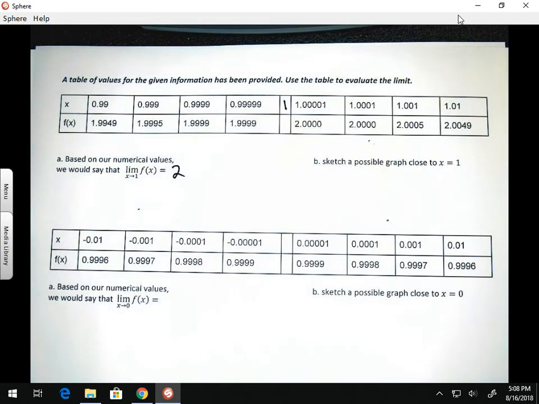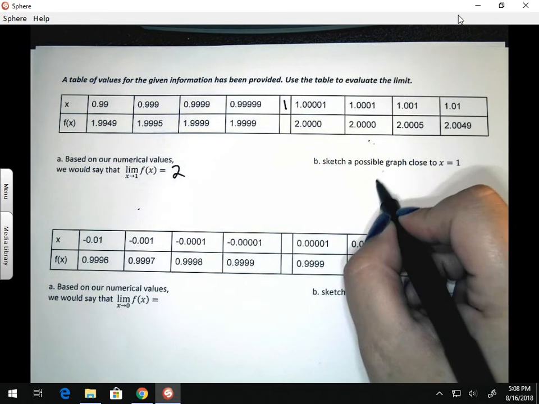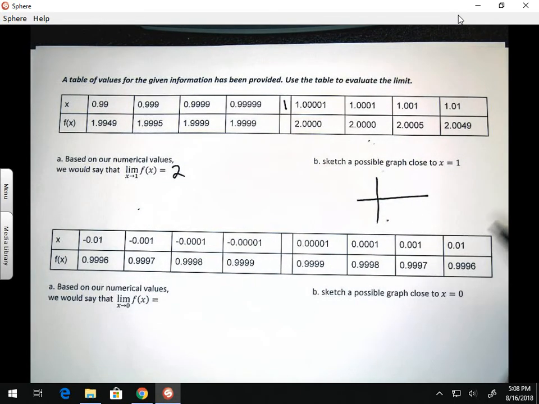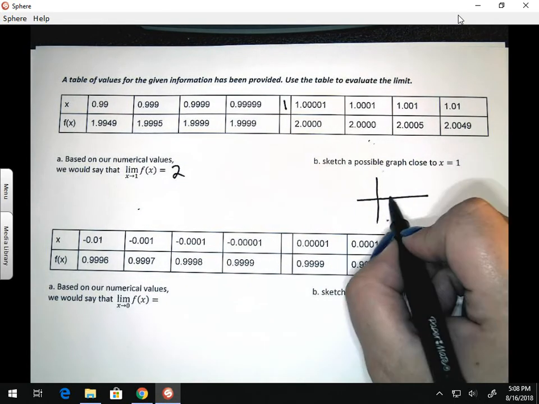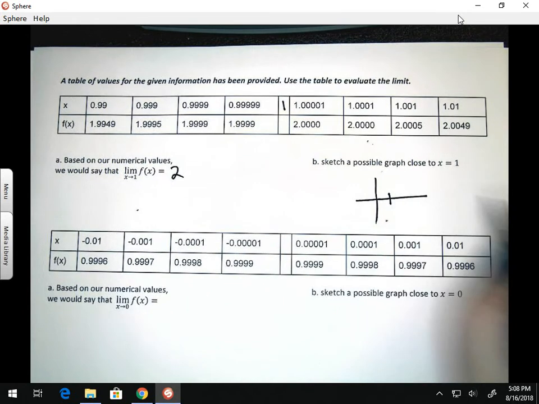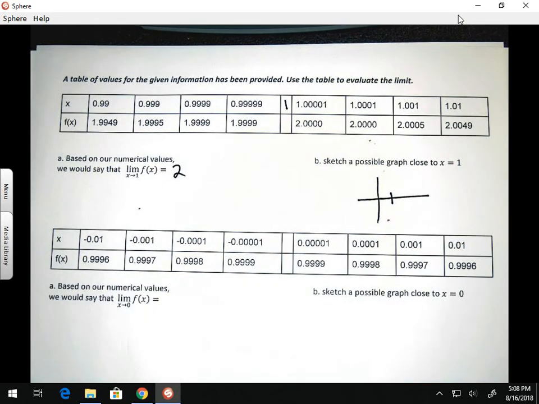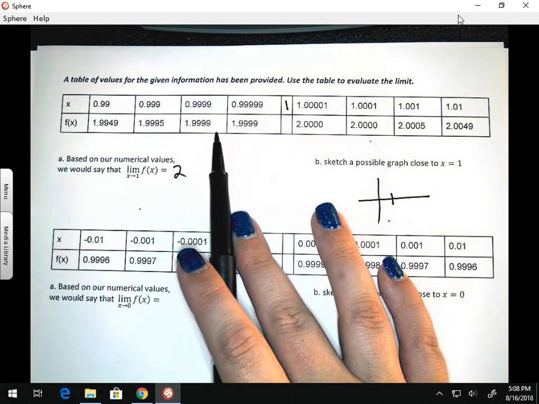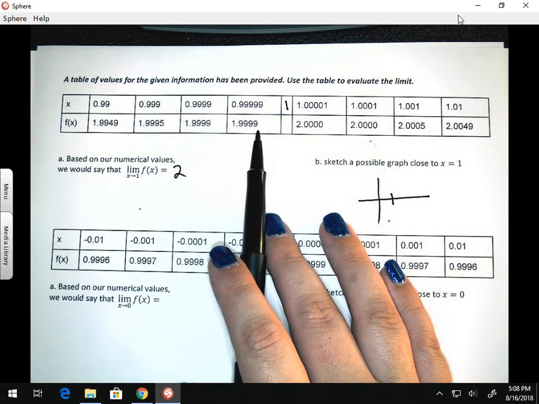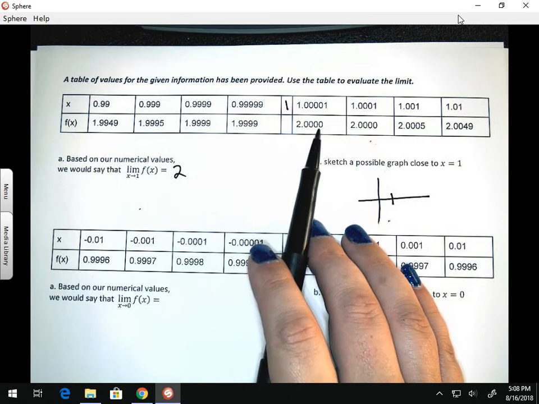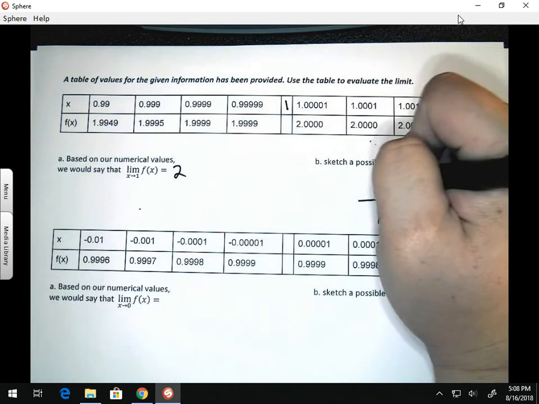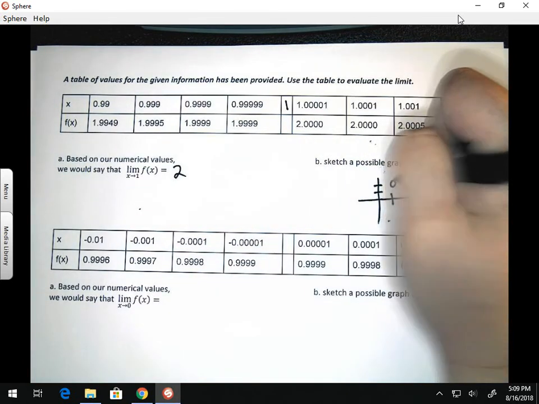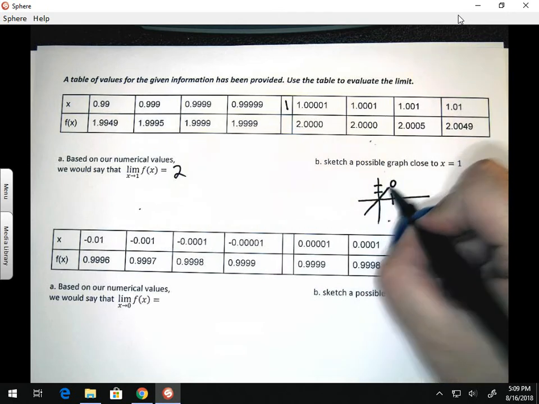Okay, so if we want to sketch a possible graph close to x equals 1, this is a very rough sketch, guys, okay? But I know that I need an x value of 1, and I know that on the left, I'm starting at like 1.9 something, getting closer and closer to 2, and on the right, I'm bigger than 2, which means my function must be going something like this.